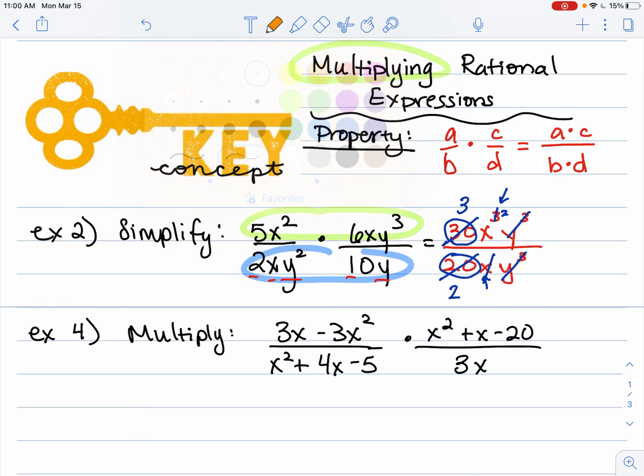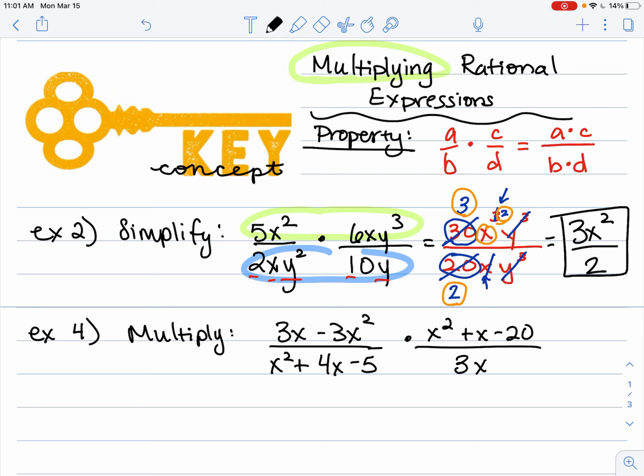Now, one of the things I like to do is circle what we have left so that I'm not confused. So I've got a 3x squared and a 2 on the bottom. So now I'm gonna rewrite this so I can read it. So we go 3x squared on the top and a 2 on the bottom. And that's our most simplified form of that multiplication.